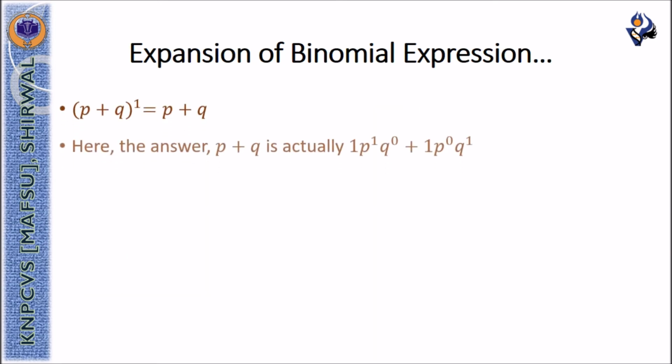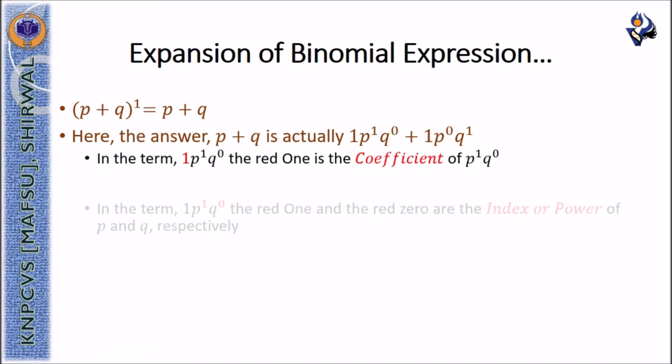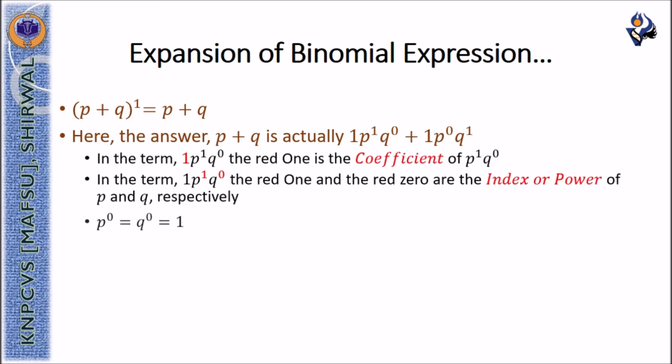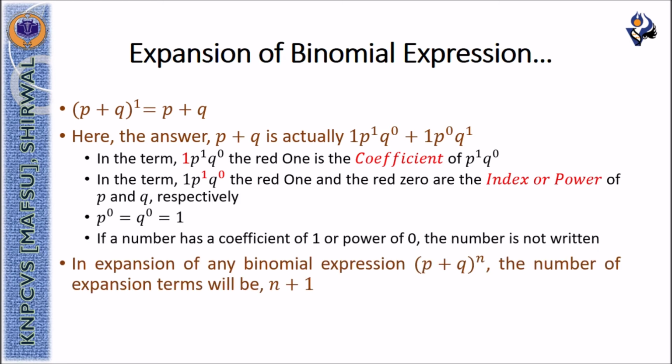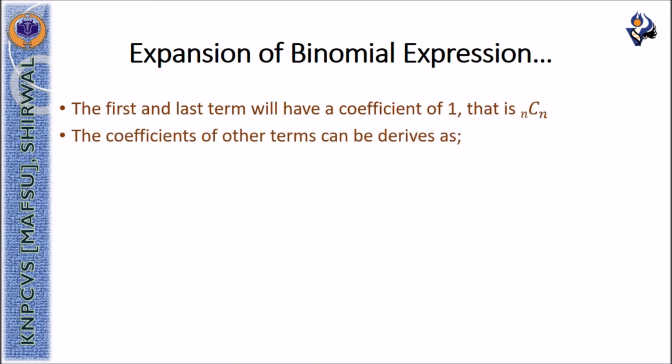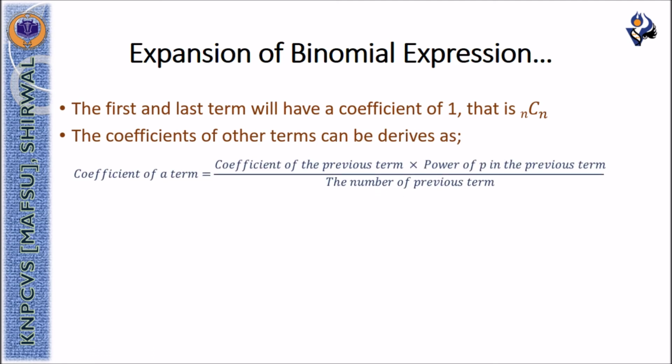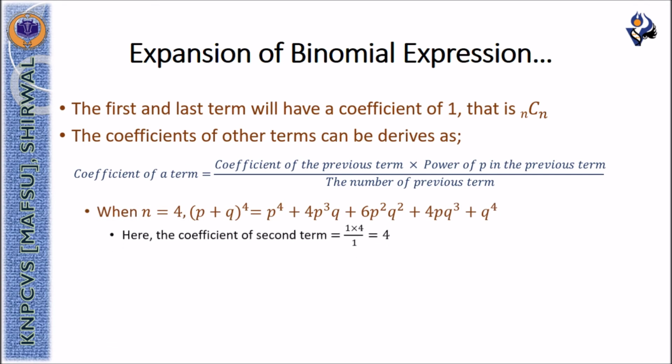For expansion of any binomial expression, we need to find out the coefficient and the power of the given terms. And the number of expansion terms will be dependent on n. For example, if n is 2, the expansion will have n plus 1, that is 3 terms. The coefficients of the terms can be obtained with the given formula. The slide presents obtaining coefficients of the various terms when n is raised to 4.